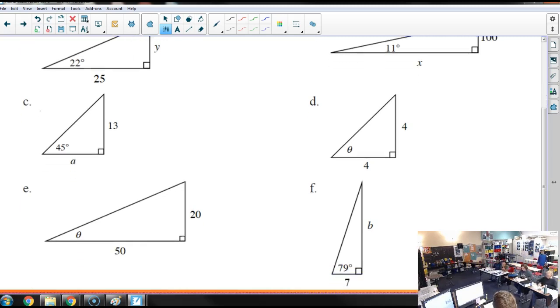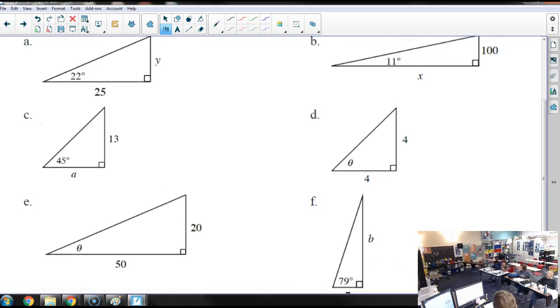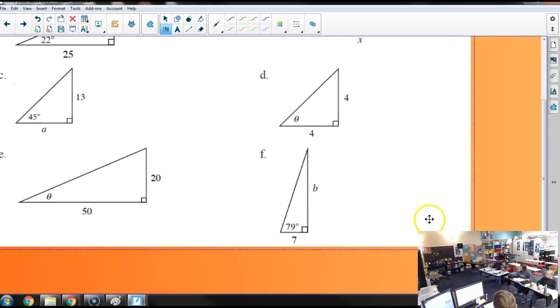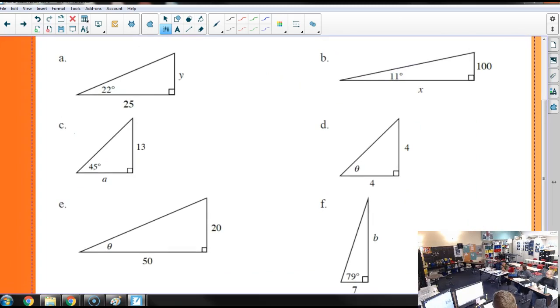Now, F, real quick, this is a 7 down here because it just doesn't fit. Actually, I could probably do that and make it fit. There we go. Magic. Do you want us to do it on paper? I would love for you to do it on graph paper.